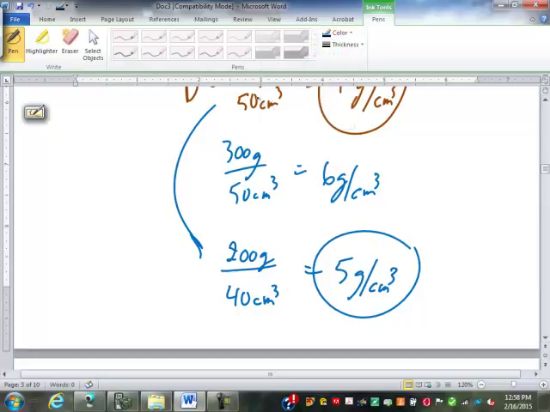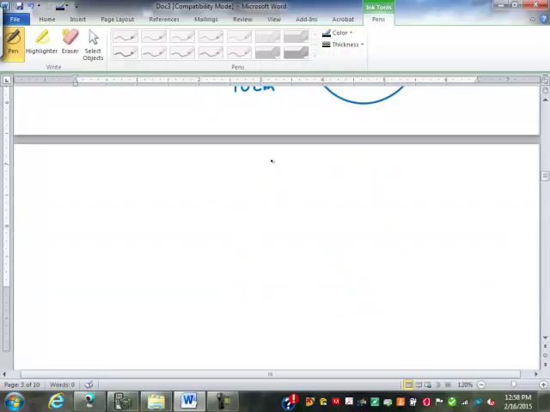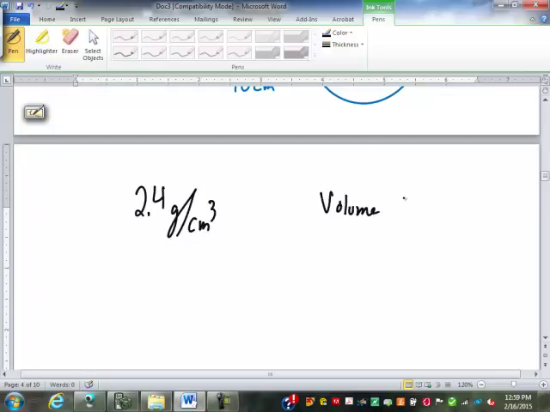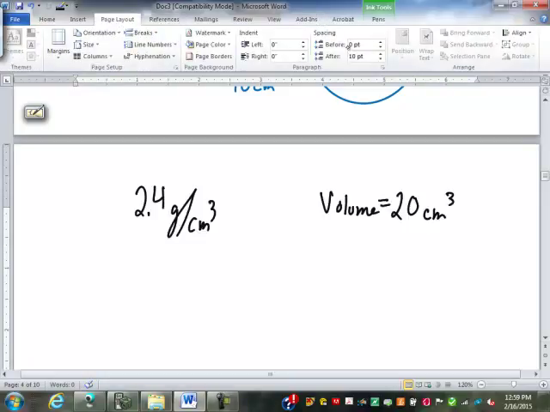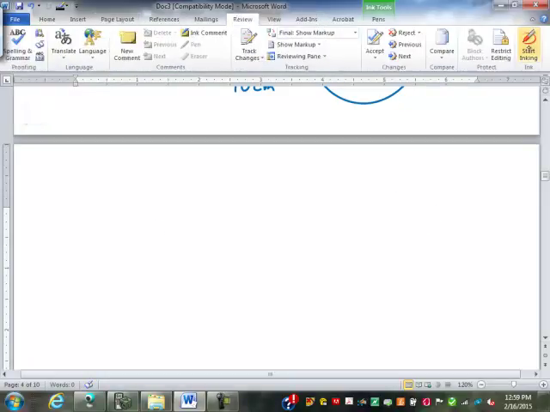And of course, with all the algebra we learned last semester, you can reverse that. Let's say you have something that is rated at 2.4 grams per cubic centimeter and has a volume of 20 cubic centimeters. To figure out what the mass of that is going to be, and this is actually probably the most used application of this.